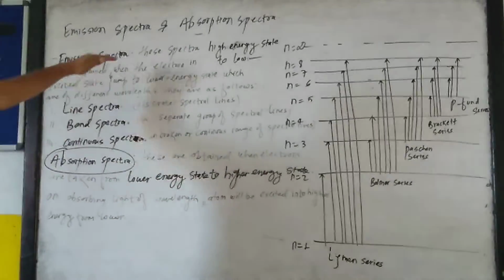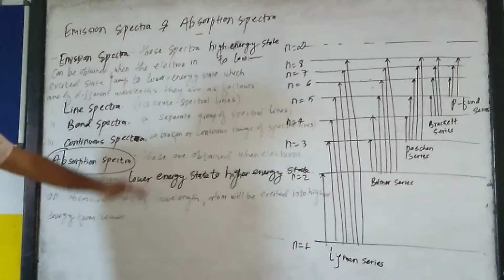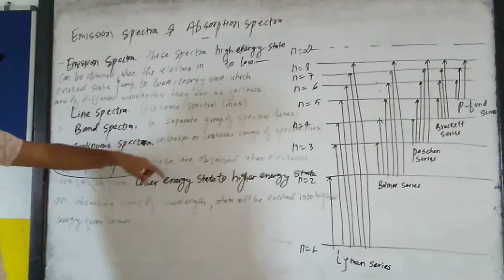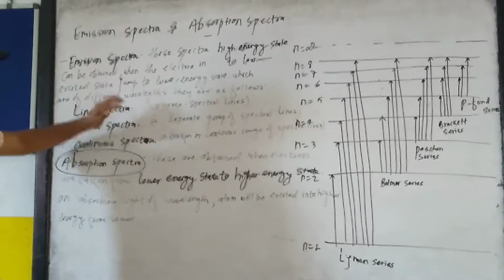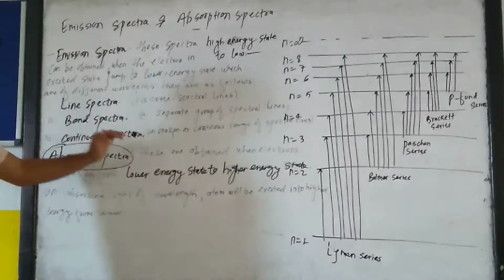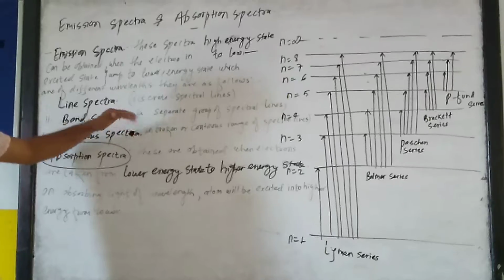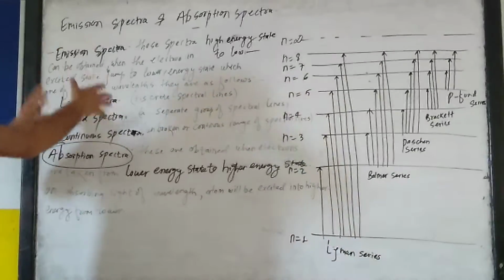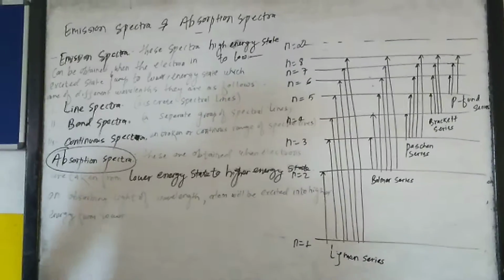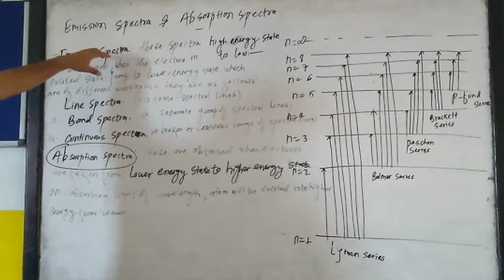Here we talk about how the electron jumps from one energy level to another energy level, from one energy state to another energy state, and what the electron does when it jumps from a higher state to a lower state or from a lower state to a higher state. Here we describe this topic. Emission spectra we can define in this way.